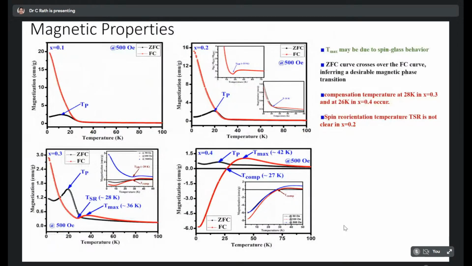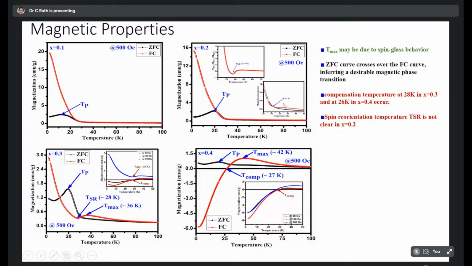And the magnetic feature is very important in this case, because as soon as we add the chromium, one can see a very different feature here. This is for 0.1, which shows a similar temperature behavior, but in 0.2 one can see that the FC curve in fact crosses over the ZFC curve, which is a very unusual feature. And here you can see M_FC minus M_ZFC, there is a minimum which indicates the spin reorientation transition.